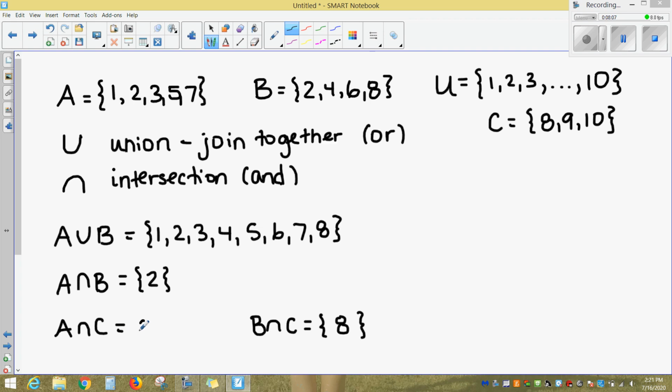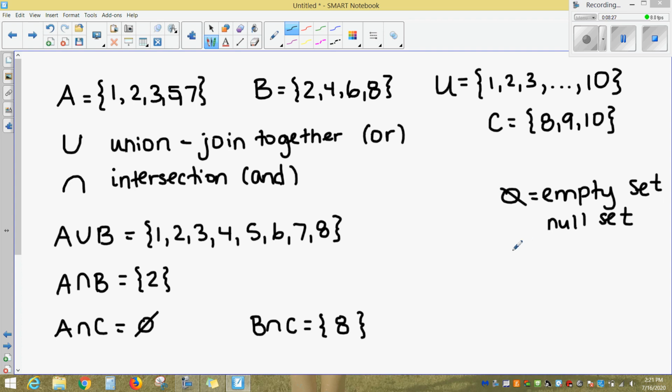The symbol that we use to indicate that they have nothing in common is, we either call this the empty set or we call it the null set, and it means the set with nothing in it, or a set that's empty. There's no elements there.